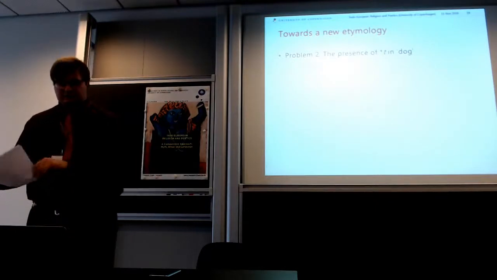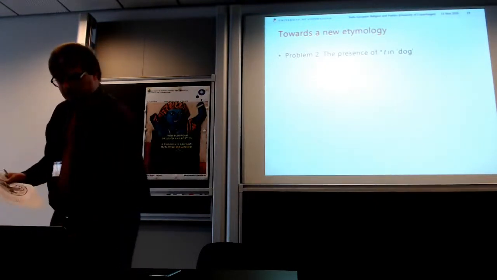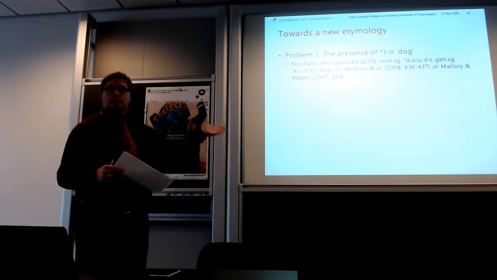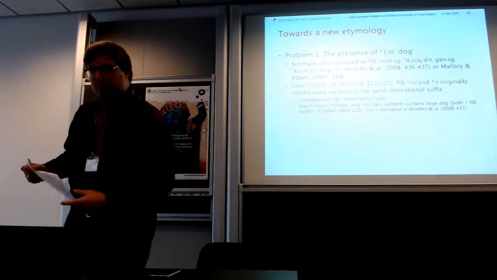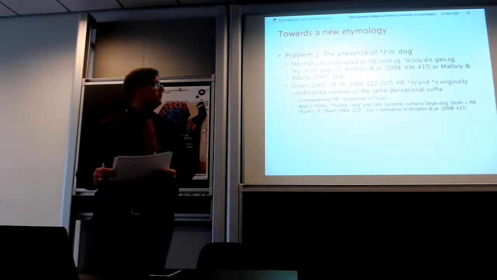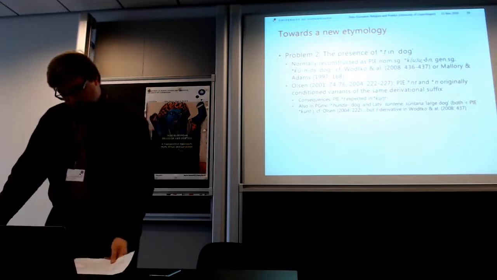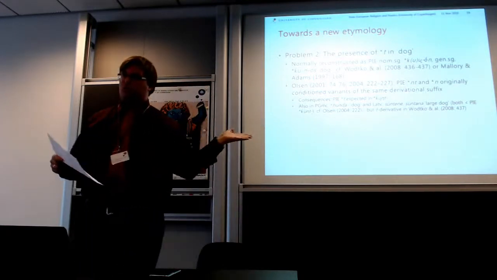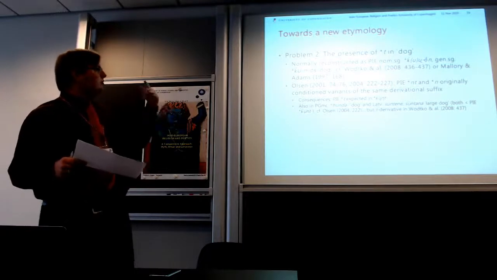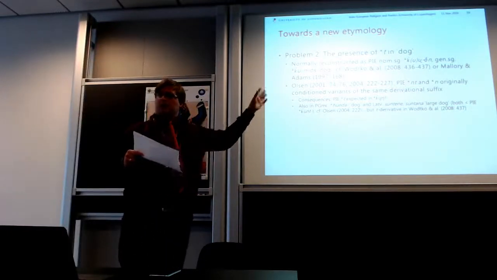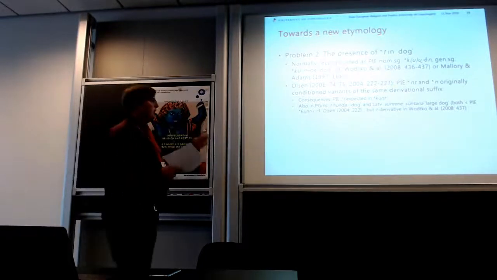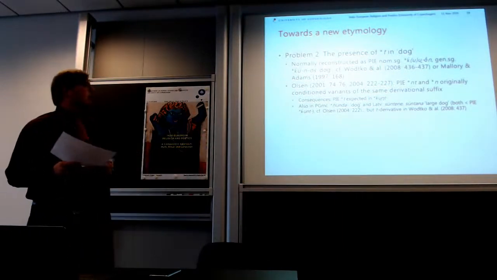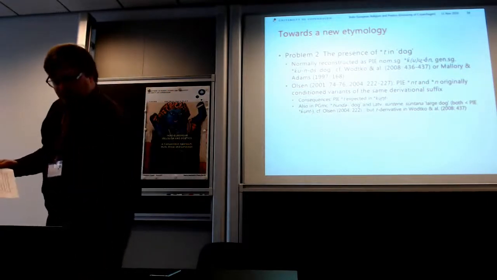The second problem is the presence of the t in the word for dog. But is that a problem? Normally, the paradigm for dog is reconstructed as kwon, kunos. But as Birgit Olsen has shown on several occasions, in several papers, we have some kind of complex of -ent, -nt, and -n. They were perhaps originally conditioned variants of the same derivational suffix. So it might be actually that the t would be expected in kwnt, which would be the underlying form of dog. And we see the t in Proto-Germanic hunda and Latvian suntana, large dog. So there is some evidence for a t here.